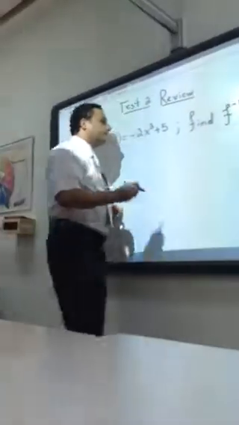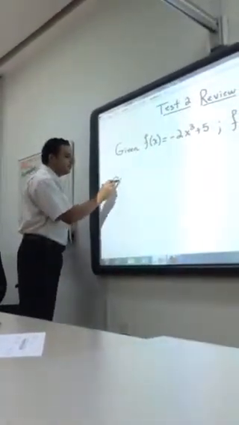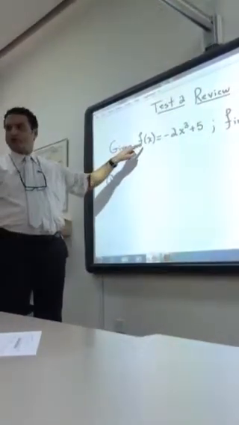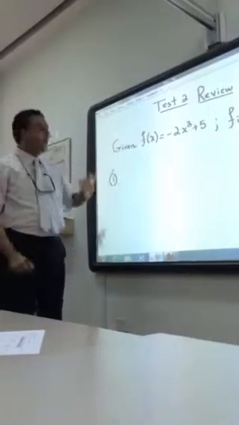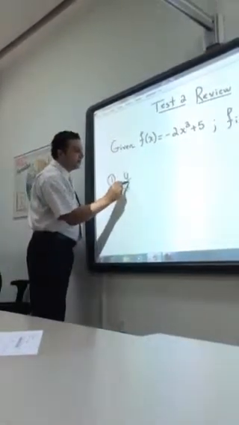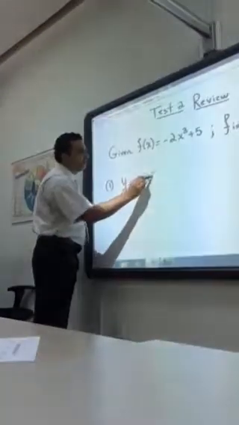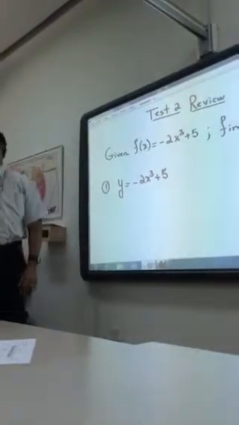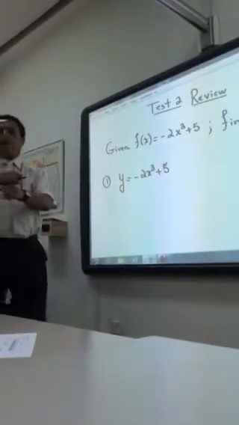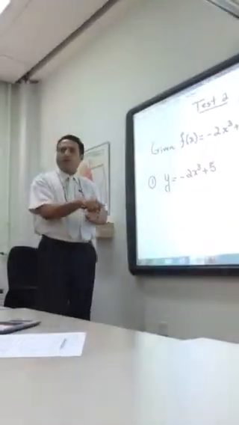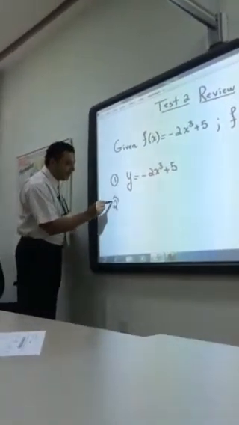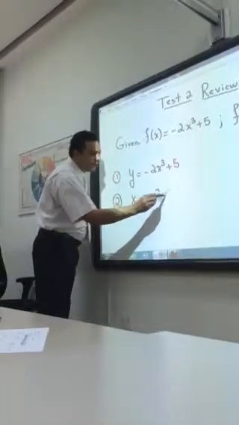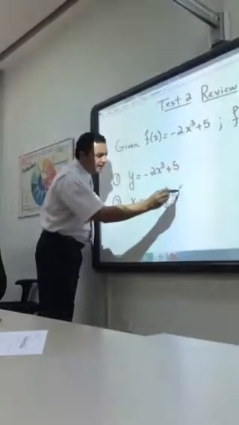Step 1. What did we say before? We change f of x into y. So now we will say y equals minus 2x cubed plus 5. Then we interchange x and y. So step 2, we have x equals minus 2y cubed plus 5.